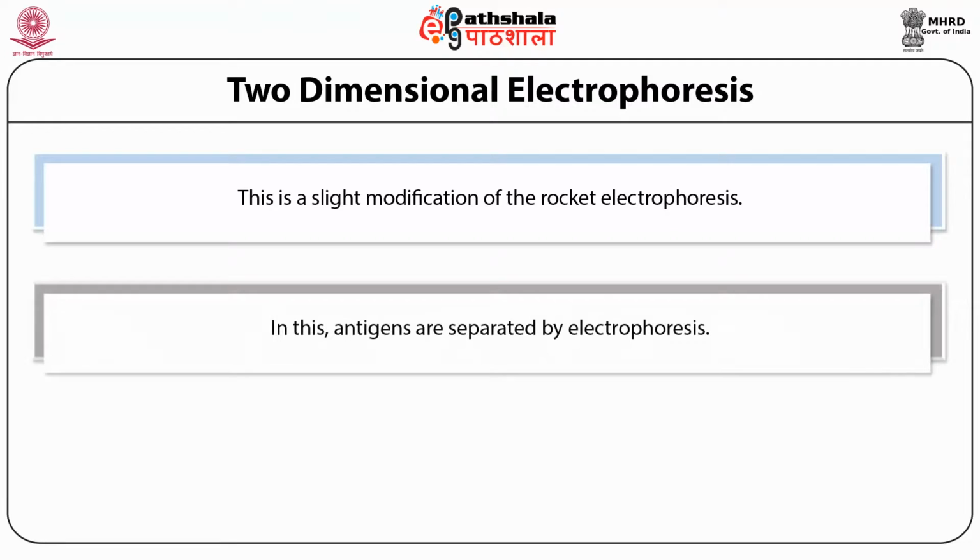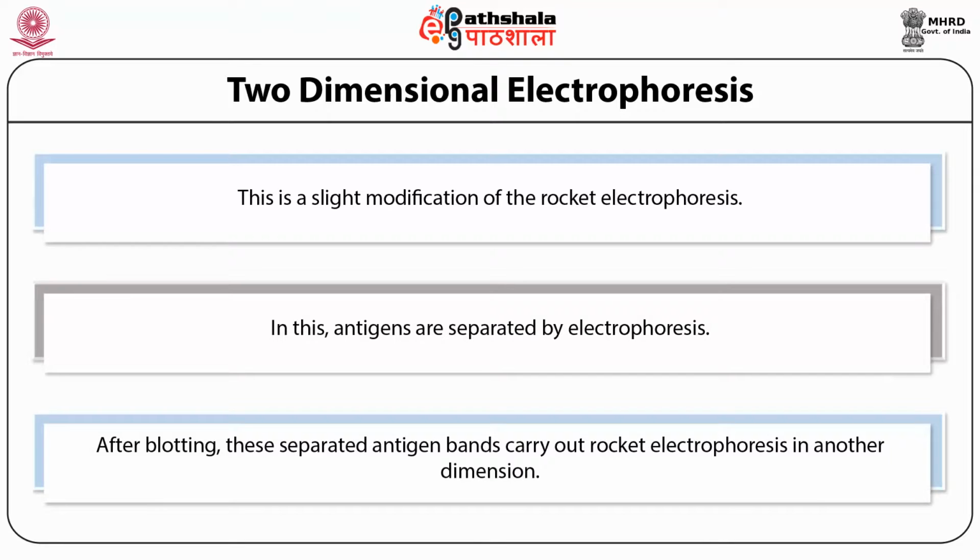In this, antigens are separated by electrophoresis. After blotting, these separated antigen bands are used to carry out rocket electrophoresis in another dimension. So this involves the use of the blotting technique as an intermediate step.